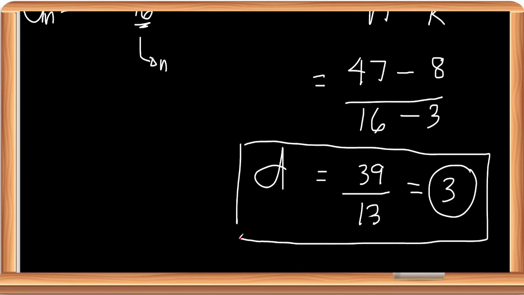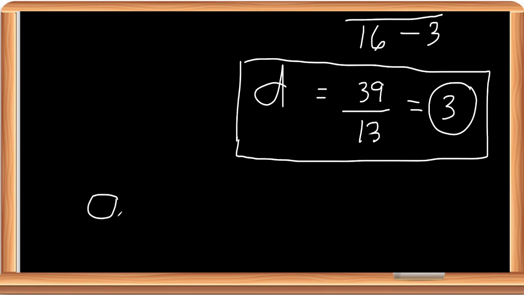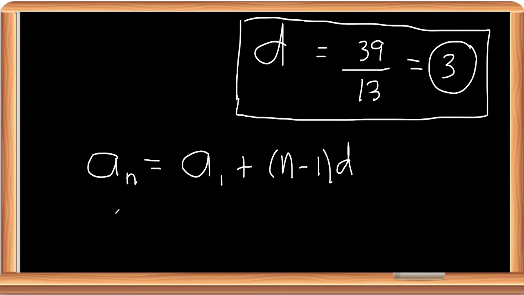Shortcut. Now that you know D, you can get a sub 1. You know that D is 3, so get a sub 1 first, because you need it to get a sub 71st, right? So, how do you get a sub 1? You know that a sub n is equal to a sub 1 plus n minus 1 times D. You already know D, and you know a sub n. You can use a sub 3 here, which is equal to 8.